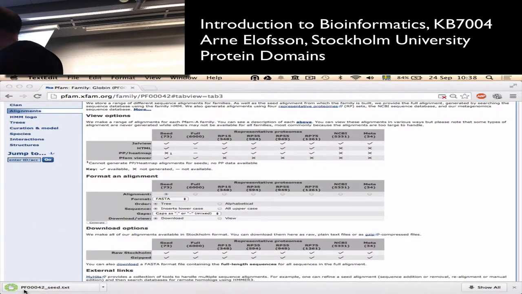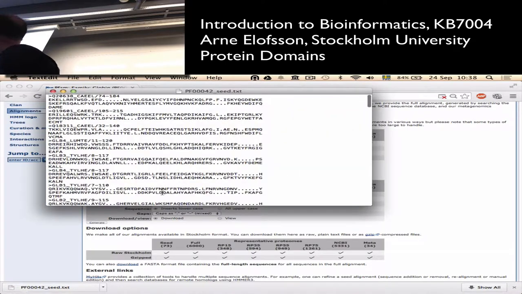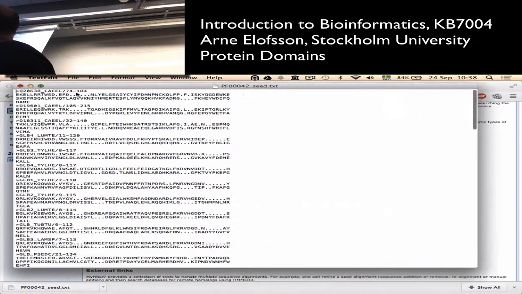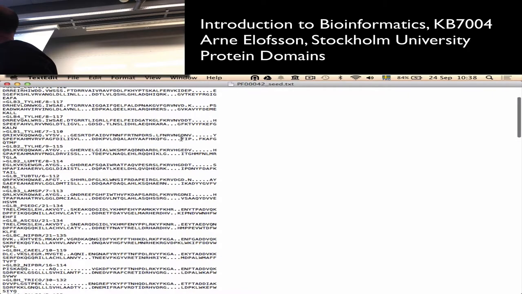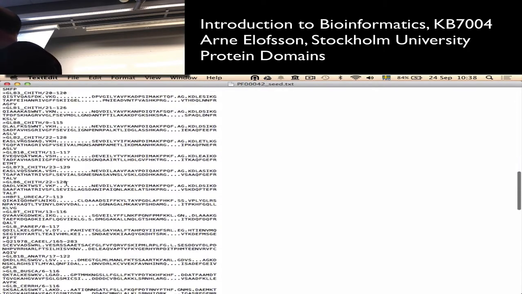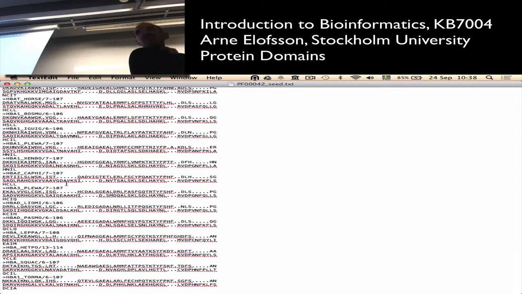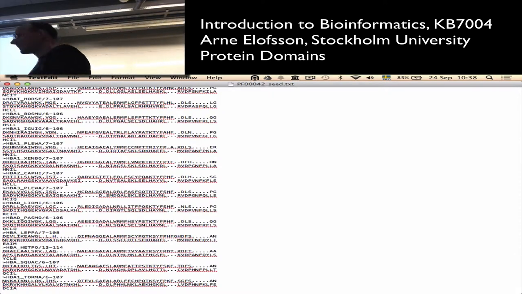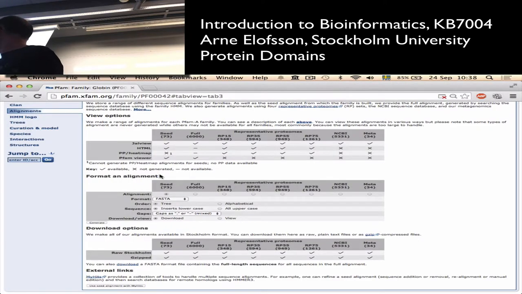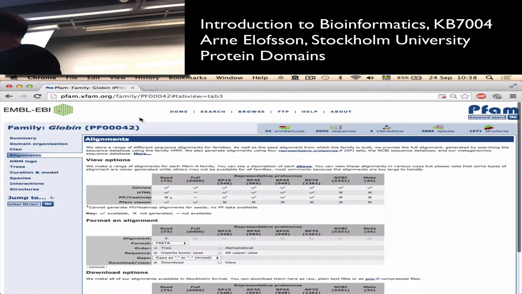So here I have an alignment of the proteins. Well, it's not the easiest format to read, but I have all the proteins aligned with the gaps. So this I can use for making a multiple sequence alignment or something. It's not the best format, but that is a Jalview to work with. So there are a lot of useful things here.